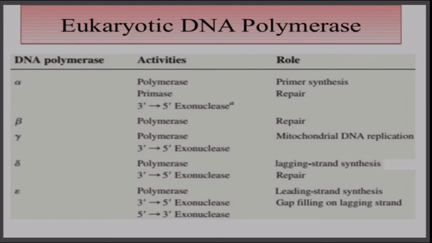DNA polymerase alpha has a polymerase activity and is involved in primer synthesis and repair. DNA polymerase beta also has a polymerase activity and is involved in the repair mechanism. DNA polymerase gamma has a 3' to 5' exonuclease activity and it is involved in mitochondrial DNA replication. DNA polymerase delta has polymerase activity and 3' to 5' exonuclease activity. It is involved in lagging strand synthesis and repair. Epsilon has polymerase activity, both 3' to 5' and 5' to 3' exonuclease activity. It is involved in leading strand synthesis and gap filling on the lagging strand.